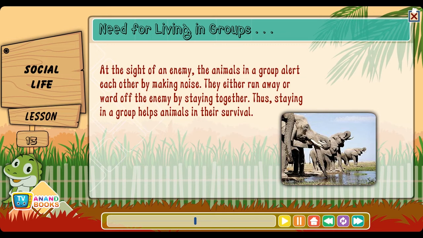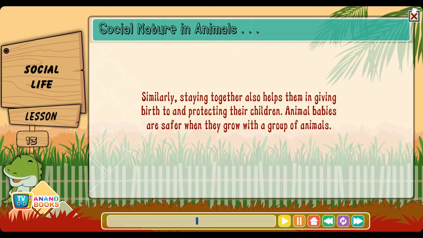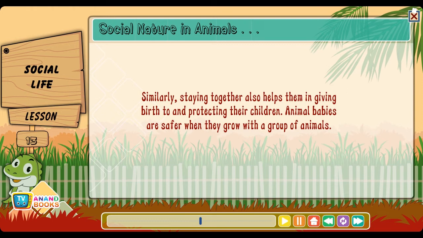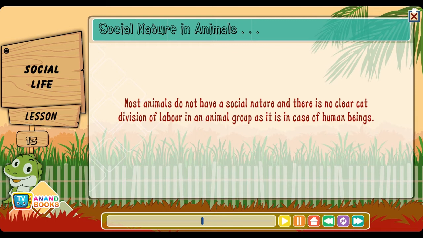Social nature in animals. Similarly, staying together also helps them in giving birth to and protecting their children. Animal babies are safer when they grow with a group of animals. Most animals do not have a social nature, and there is no clear-cut division of labor in an animal group, as it is in case of human beings.